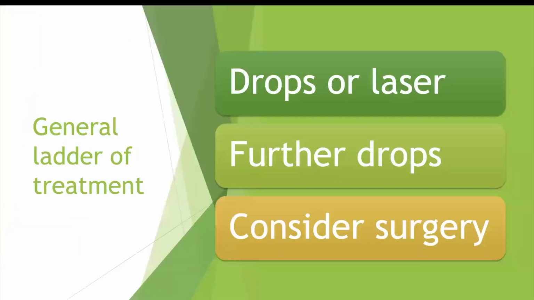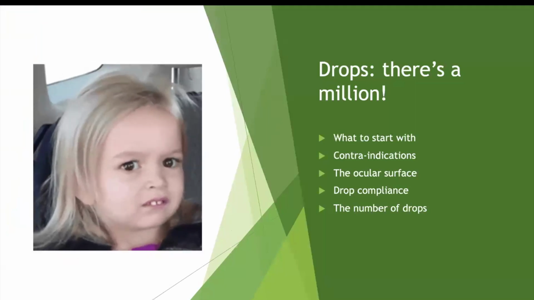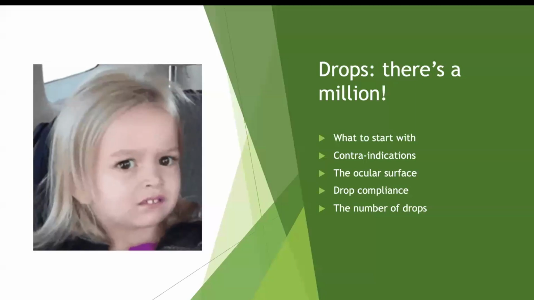So when it comes to your general ladder, like I said, you'll start off with drops or laser. Then you're going to go down the further drops route in terms of trying to use dual treatment or triple treatment. And then you'll consider surgery. And you can jump down this ladder depending on how advanced the glaucoma is already or how aggressive the disease is. So with drops, like I said, there is a million. The general understanding is what you start with is a prostaglandin analog. And if that doesn't work, you've got options.